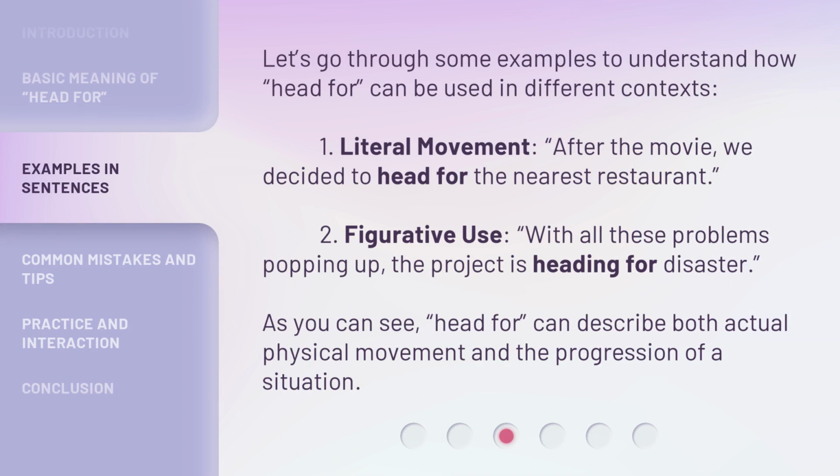Let's go through some examples to understand how "head for" can be used in different contexts. One, literal movement: "After the movie, we decided to head for the nearest restaurant." Two, figurative use: "With all these problems popping up, the project is heading for disaster." As you can see, "head for" can describe both actual physical movement and the progression of a situation.